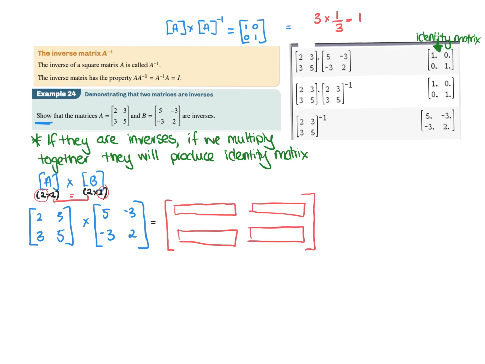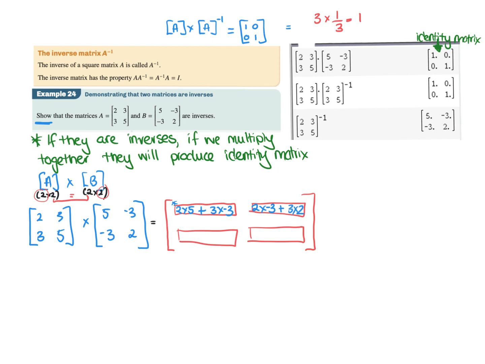All right, so I'm going to do this first element. I'm in row 1 and column 1. So it's going to be 2 times the 5 plus the 3 times the negative 3. And then over on the right hand side, I'm in row 1 but in column 2. So it'd be 2 times negative 3 plus 3 times 2.